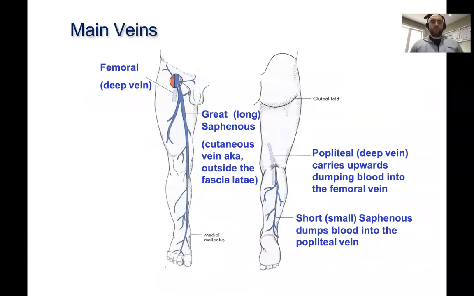All right, let's get through the veins. We have just a couple main veins in the leg, but I think it's important to talk about because we often see more dysfunction in the veins in the lower extremities than the upper extremities, particularly in certain populations. So just a quick review about the veins, guys.